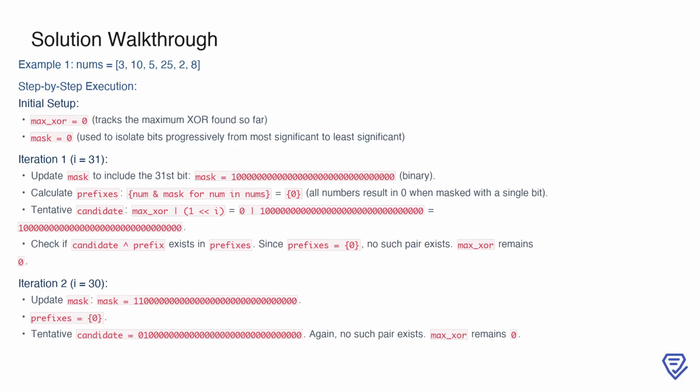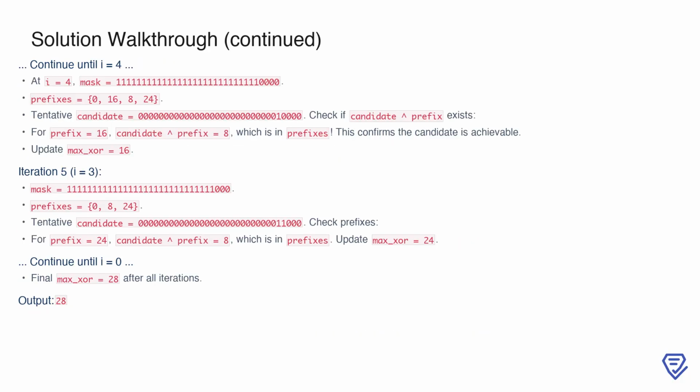Again, the set of prefixes remains 0, and no valid pair is found to achieve the new tentative candidate. Thus, max_XOR remains unchanged at 0. As we progress through the iterations and narrow down the bits, we start to observe changes in the prefixes.